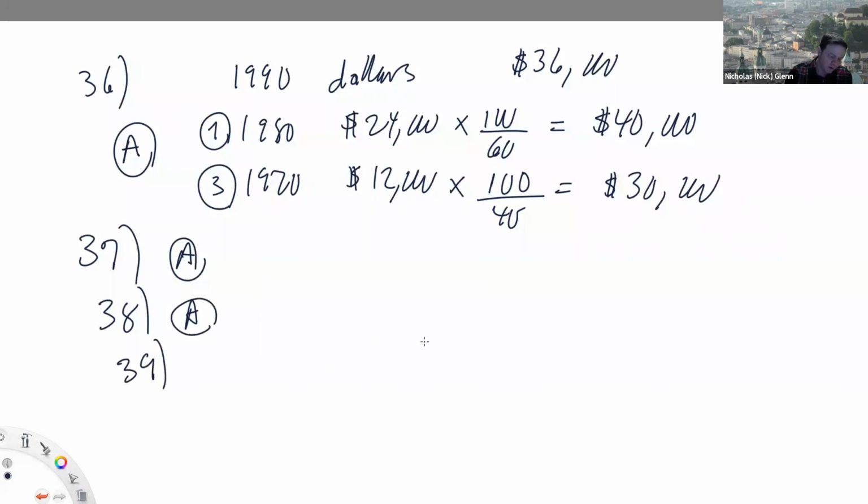So 39, which of the following items is counted as part of government purchases? Remember, transfer payments don't count. Those only get counted once the person actually spends it on a good or service. So A, the federal government pays $2,000 in Social Security benefits to a retired person. That doesn't count as GDP. It's not part of government purchases. It'll get counted later on when this person buys something with it. But it's not counted because it's just a transfer.